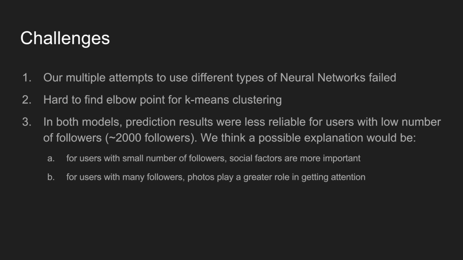There have been several challenges for our project. We tried to use different types of neural networks, but it didn't work very well. Also, it was hard to find the elbow point for k-means clustering. Also, for both models, prediction results were less reliable for users with less than 2,000 followers. We think a possible explanation could be that for users with a small number of followers, social factors are more important than the photo itself. Also, for users with many followers, such as celebrities, photos actually play a greater role in getting attention.